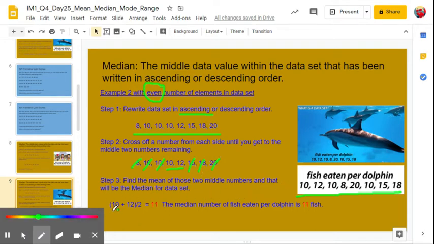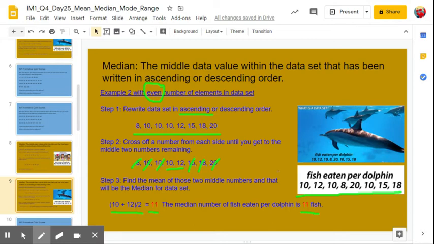So all we did is go, 10 plus 12 divided by 2. So we got 22 divided by 2, which is 11. So the median number of fish eaten per dolphin is 11 fish. So again, that's a little bit different than we had when we found the mean, right? The mean was like 12.875, where we said about 13 fish. So you see that our median number is a little bit different than our mean.